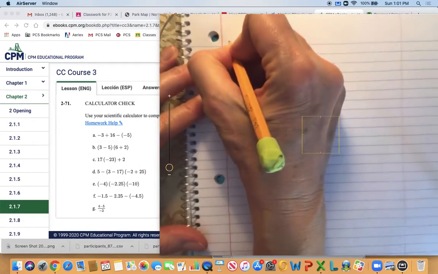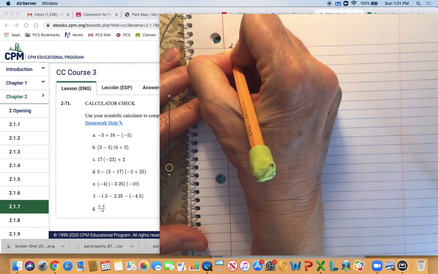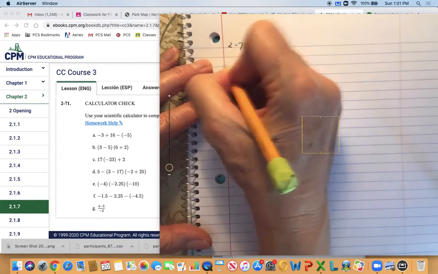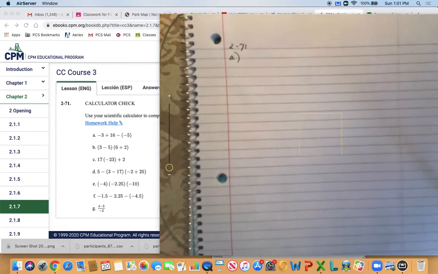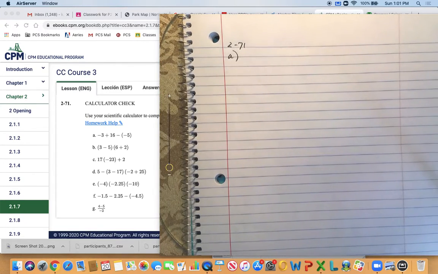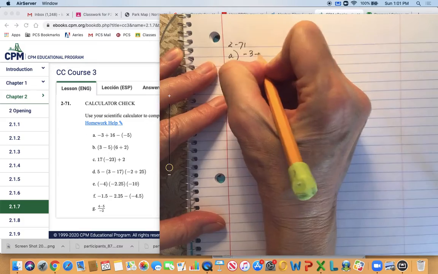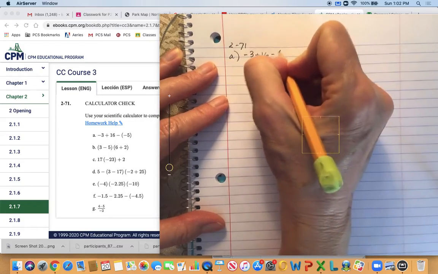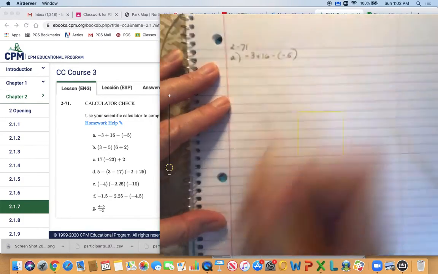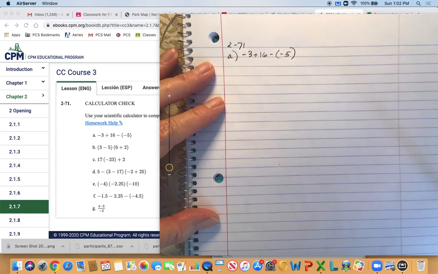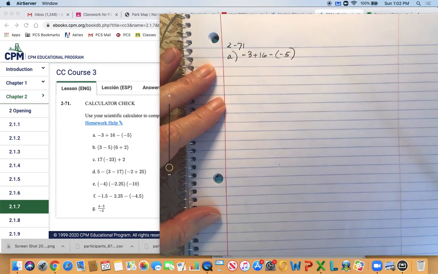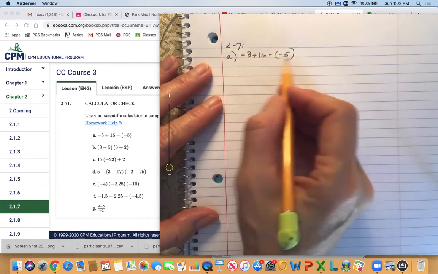So let's start out with 2-71 up here, and then A. The first problem, we're just going to copy down. It's -3 plus 16 minus a -5. So we will use the calculator when it makes sense to use it. I'm not going to use it for something this easy.